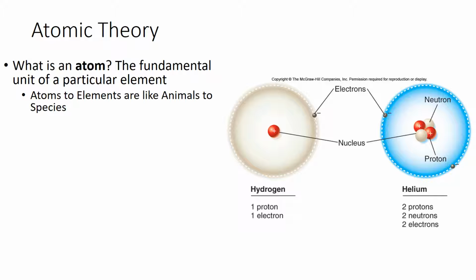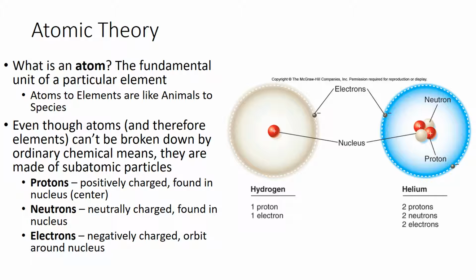One way to think about it: atoms to elements are like individual animals to species. You could have a type of dog, and then you have an individual dog, just like you have a type of element, and you have individual atoms within that. Does that make sense to you? All right, great.